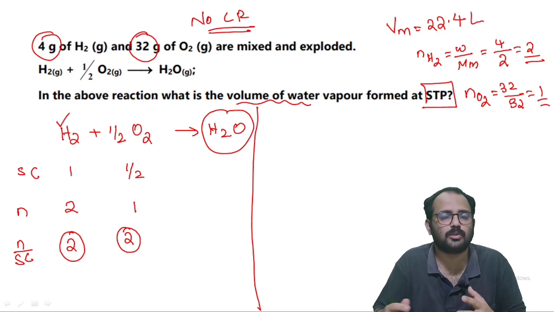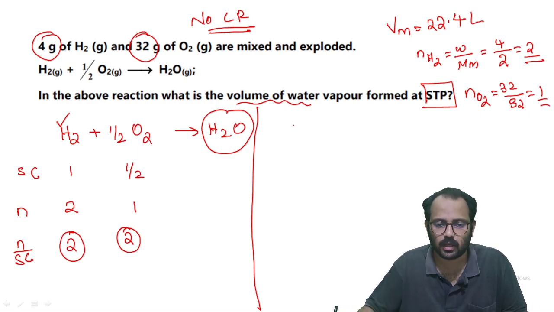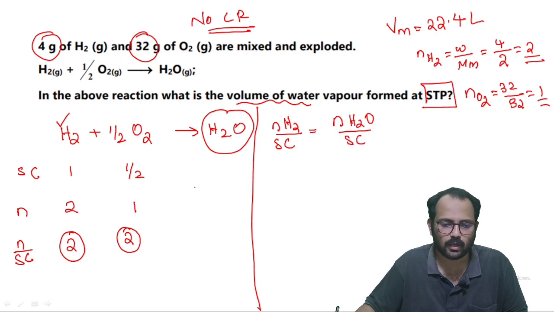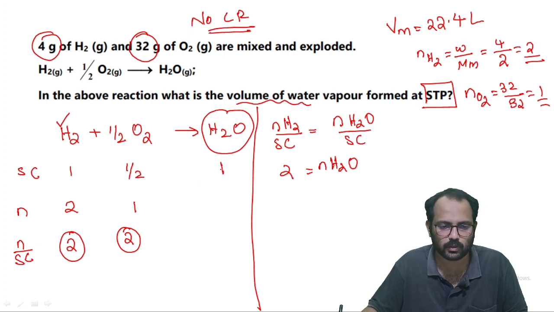It doesn't matter which one you equate because we don't have any limiting reagent. Now I am going to equate with hydrogen: N of hydrogen by stoichiometric coefficient equals N of water by stoichiometric coefficient. N of hydrogen by stoichiometric coefficient is 2. N of water, and the stoichiometric coefficient of water we already know is 1. So it's going to be 1.